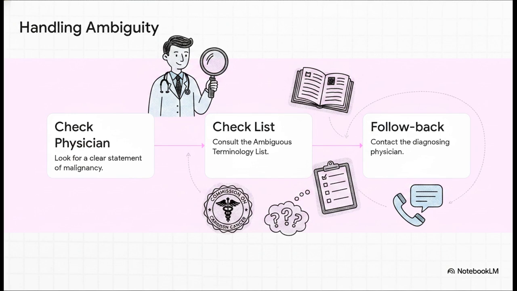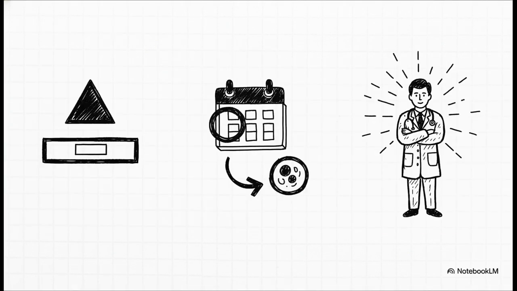When you hit these roadblocks, you need a reliable workflow. Step 1, always look for a clear statement of malignancy from the physician in the record. If you have that, you don't even need the lists. Step 2, if the wording is ambiguous, check the official ambiguous terminology list to see if the phrase, something like consistent with or probable, makes it reportable. But remember, the Commission on Cancer explicitly states these lists are references of last resort, which leads us to Step 3, follow back. The absolute ideal way to solve an ambiguous case is simply to contact the physician who diagnosed or staged the tumor.